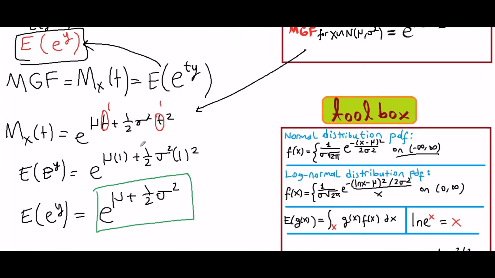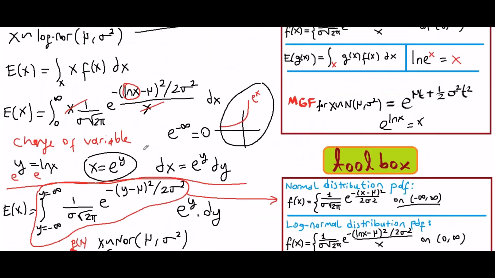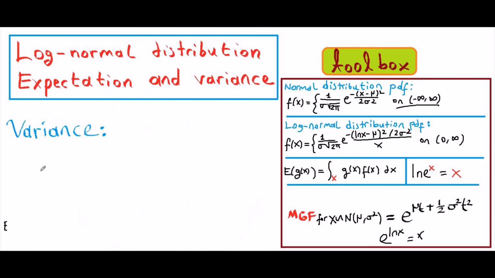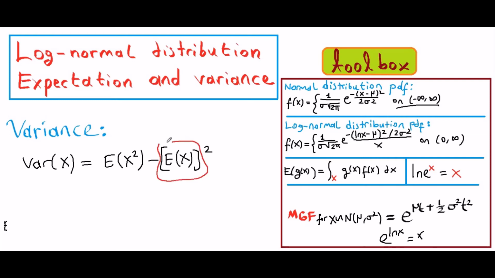Now, using either method 1 or method 2, we can derive the variance of the log normal distribution. I would like to continue with method 2, but if you prefer continuing with method 1, you can derive the variance from there as well. Variance by definition is equal to the expectation of x squared minus the expectation of x, the quantity squared. We know the expectation of x that we have just derived. Now we need to derive the expectation of x squared to use in this formula.